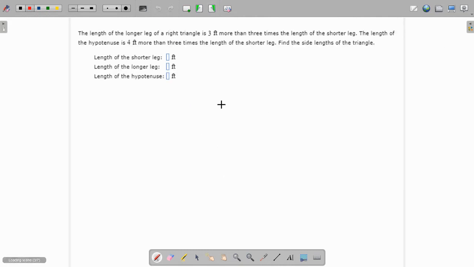Okay. Here's one more problem to try. So if you want to set up your three equations, pause it. I'm going to write them out.